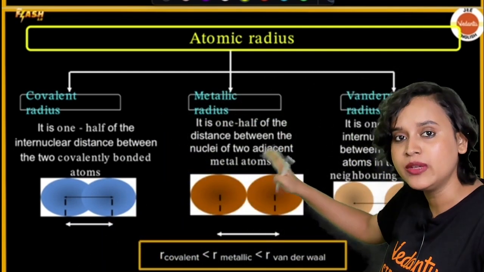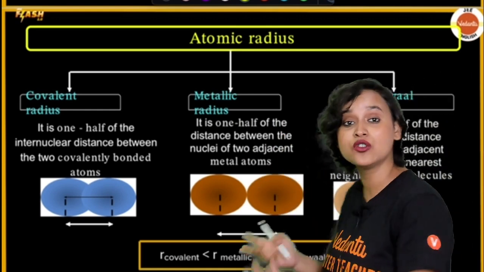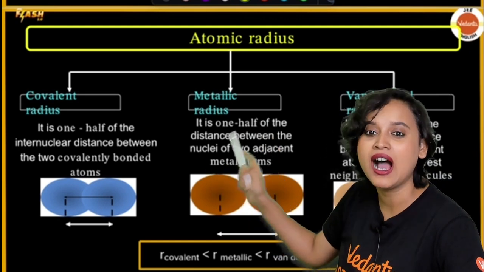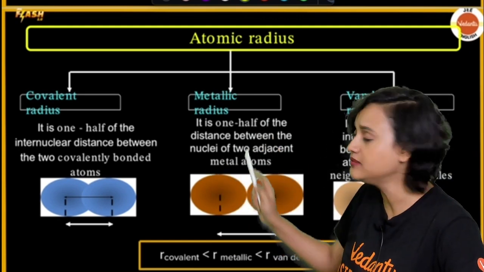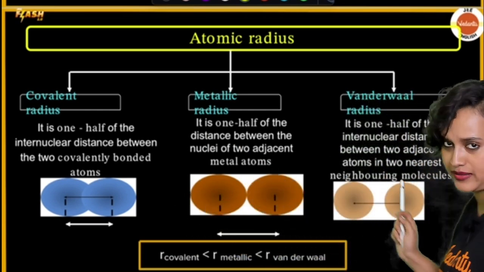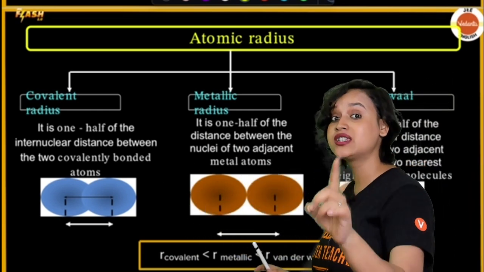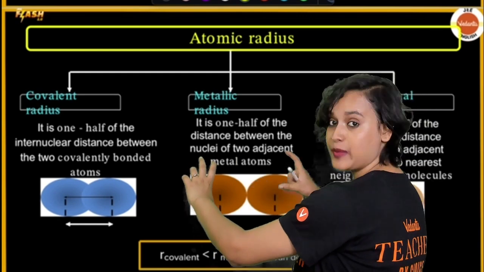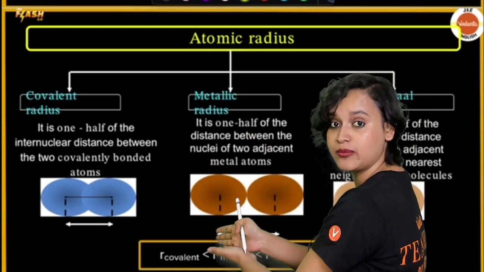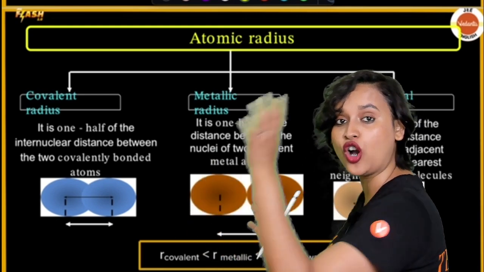Now we talk about metallic radius. Where will you see it? In metals, obviously, right? And it is 1/2 of the distance between the nuclei of two adjacent metal atoms. The metal atoms are side by side each other. You calculate the internuclear distance and just divide it by 2, and that will give you your metallic radius.